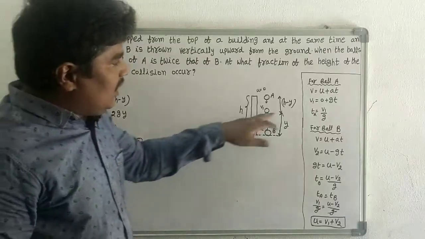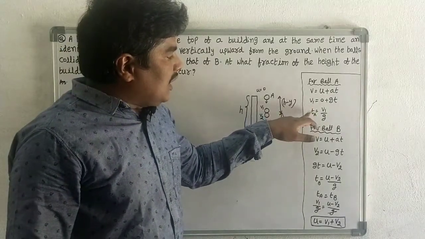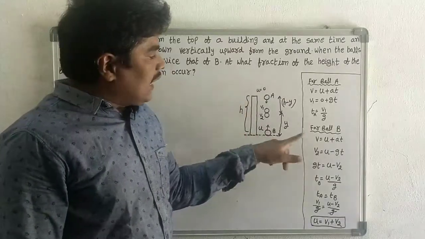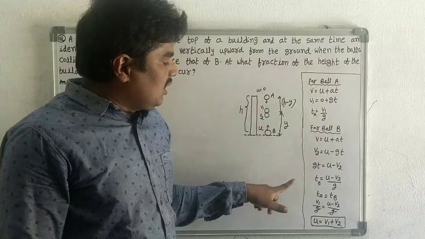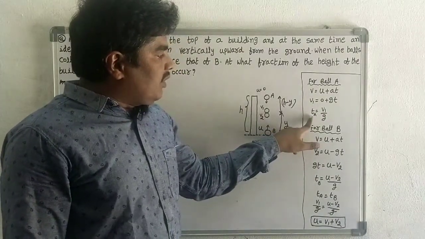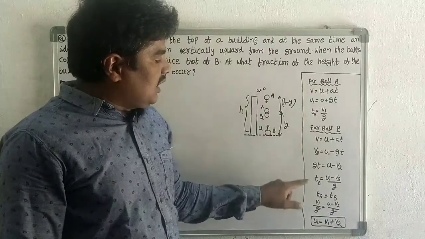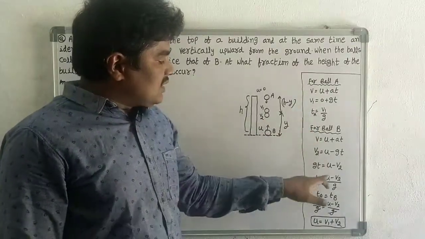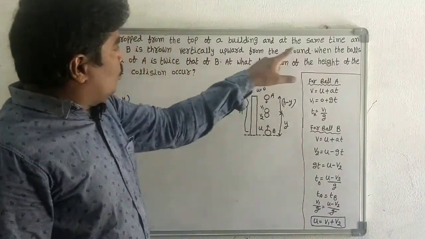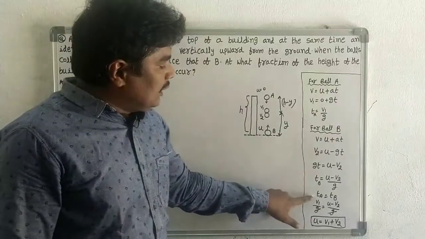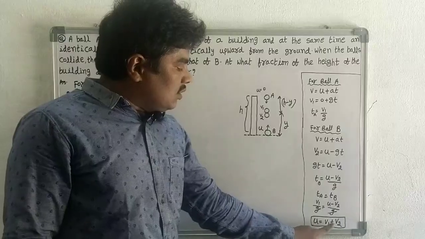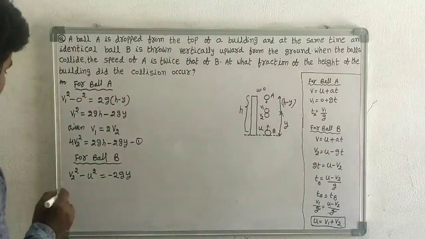Now we find the time taken for ball A and ball B from the first equation of motion. For ball A, the time of descent is v1 by g. For ball B, the time of ascent is u minus v2 by g. But these two are identical balls, so time of ascent is equal to time of descent. So finally we get u is equal to v1 plus v2.